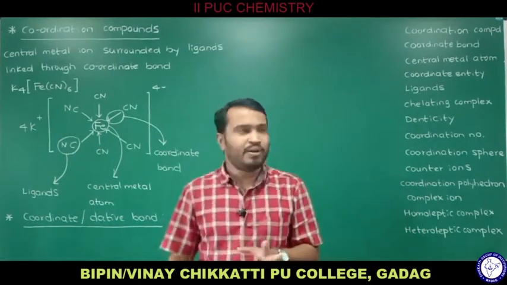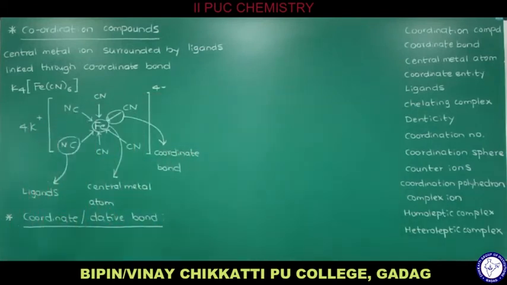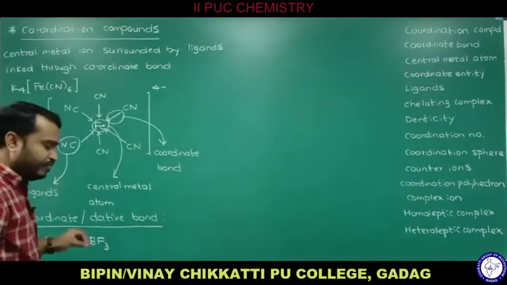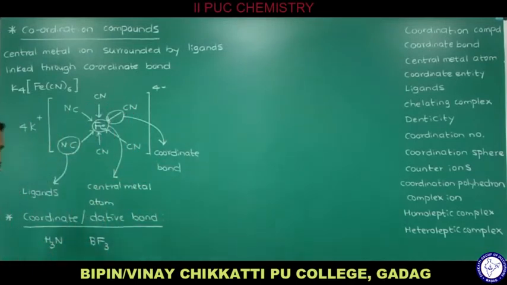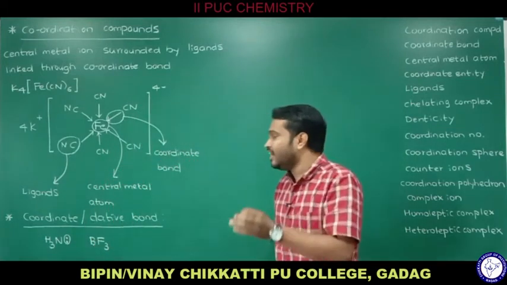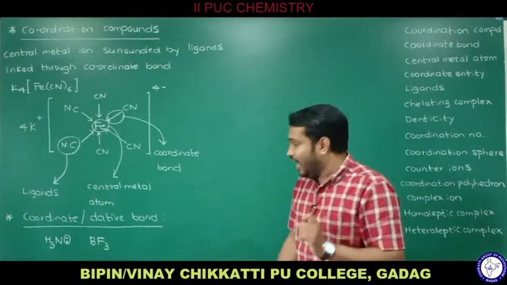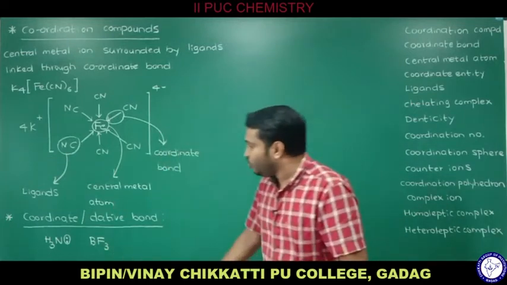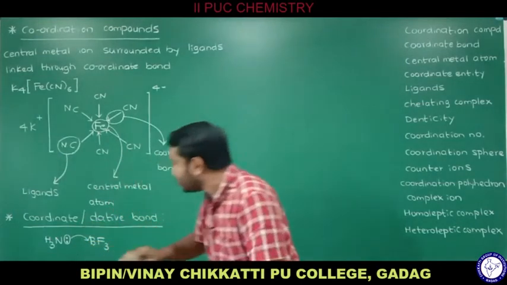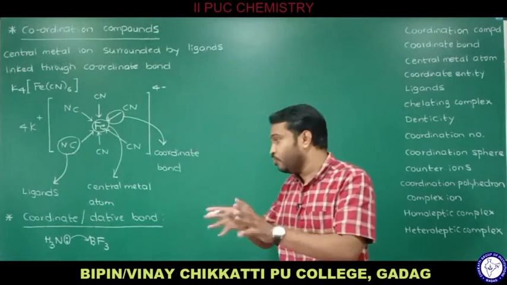One very simple example I am going to consider here: NH3, ammonia, and BF3, boron trifluoride. As we know, according to VSEPR theory, nitrogen contains one lone pair of electrons, isn't it? In ammonia, the nitrogen contains one lone pair of electrons that is easily available for donation. And this lone pair of electrons is going to be given to BF3. So nitrogen is going to donate its lone pair of electrons to boron of BF3.